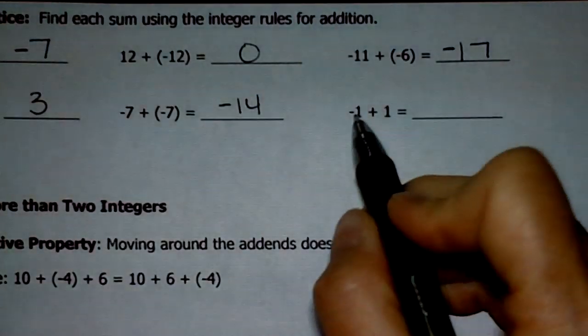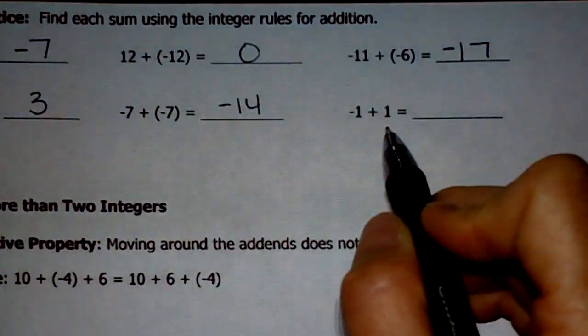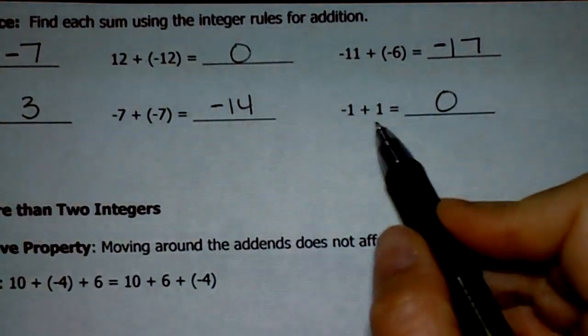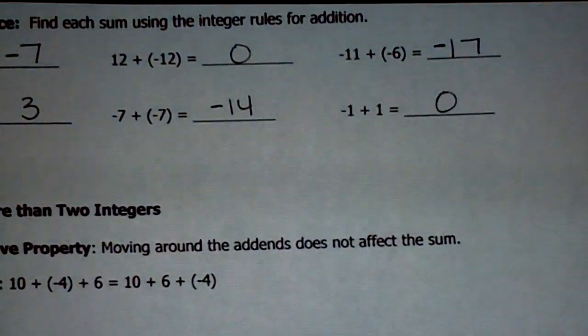And the last one, these are opposite signs. A negative 1 plus a positive 1. I'm going to subtract the digits. And there's not a sign of the greater because they're both the same. All right, hopefully you did well.